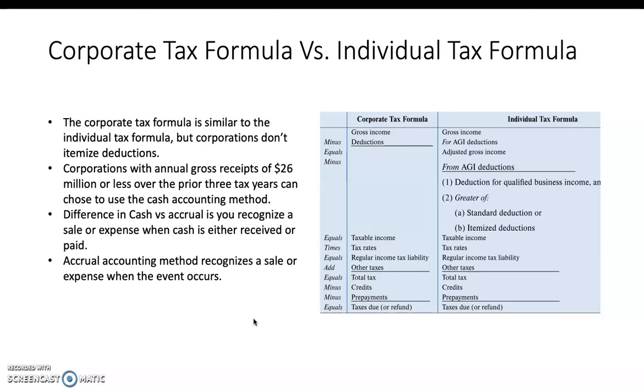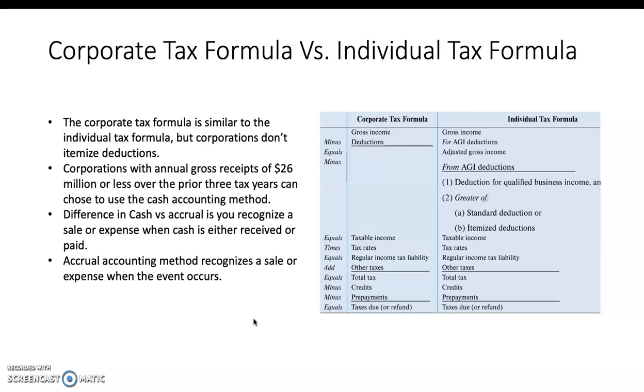So the corporate tax formula versus the individual tax formula, I left it on the right of the screen over here so you can take a look at it, but the main gist is the corporate tax formula is similar to the individual tax formula, but corporations don't itemize deductions. Corporations with annual gross receipts of $26 million or less over the prior 3 tax years can choose to use cash or accrual accounting.